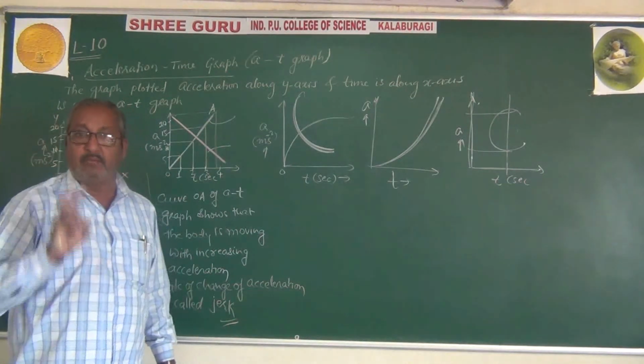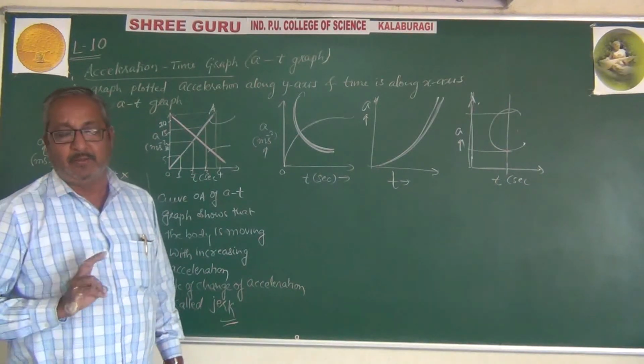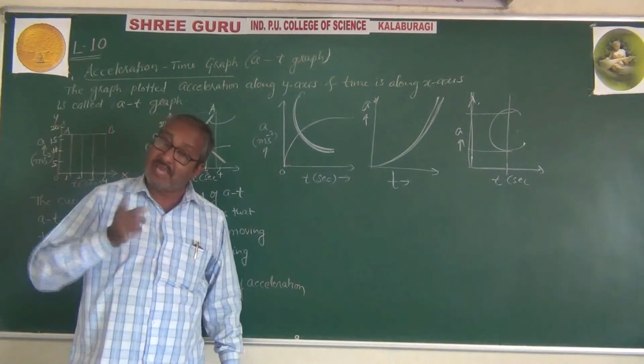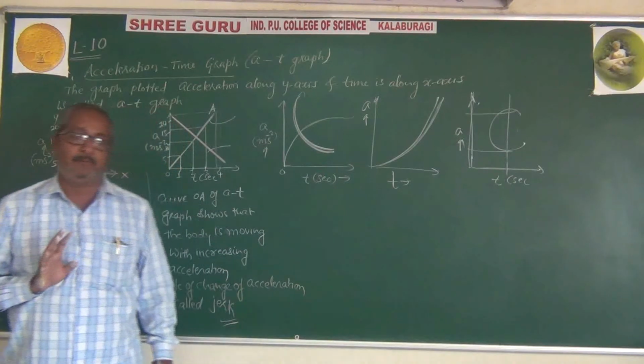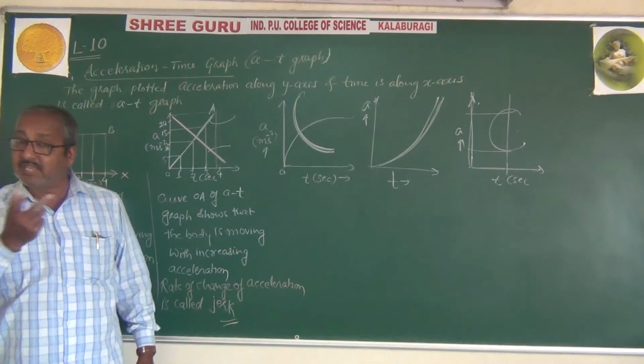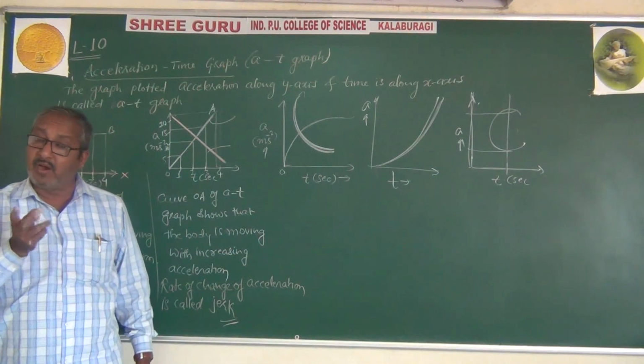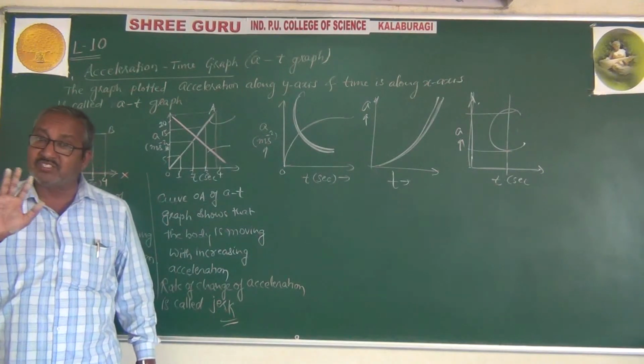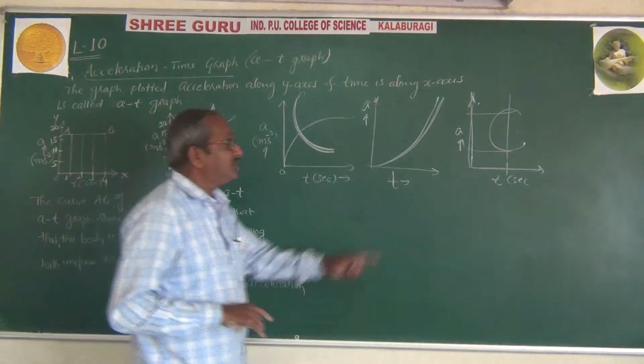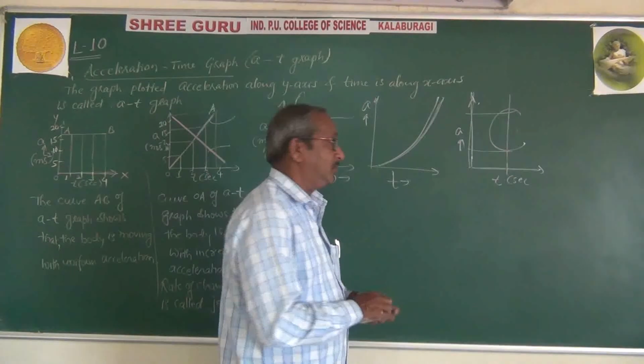For the same time, two accelerations cannot be possible. But for different times, the same acceleration is possible. For two different times, the same acceleration is possible. But for the same time, two accelerations are not possible. So therefore, this curve is not possible.